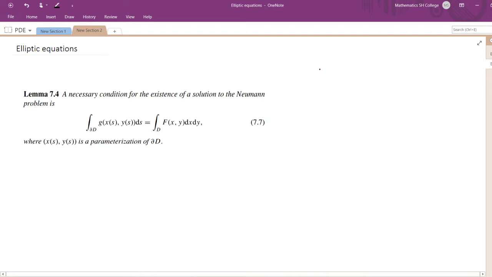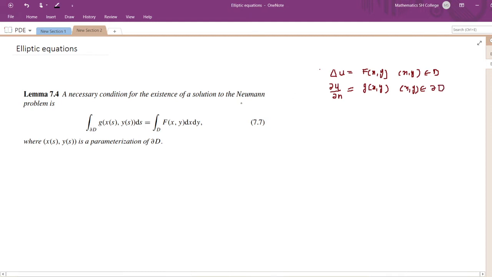The Neumann problem is that the function should satisfy delta u equal to f of x, y inside the domain D, and on the boundary we have a derivative condition, that is, the derivative of u in the direction of the outward unit normal should be the function g of x, y, where (x, y) is an element of the boundary of D. So this is the Neumann problem.